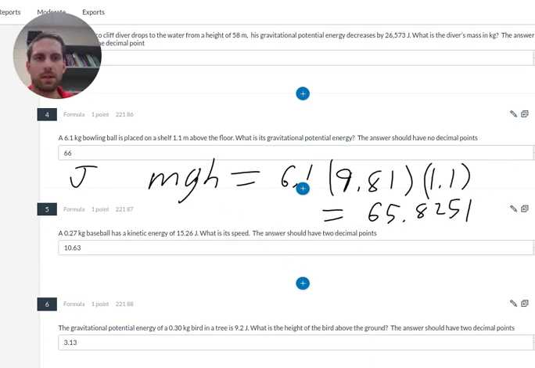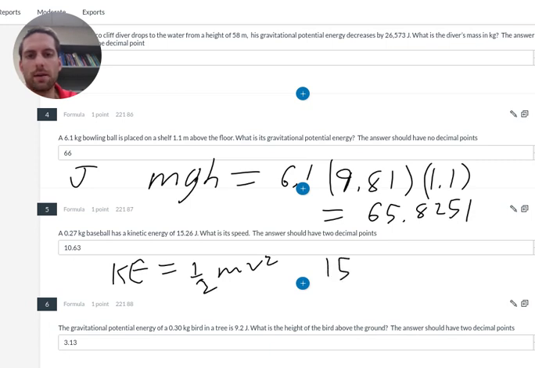It's another speed problem with kinetic energy. Kinetic energy equals 1/2 mv squared. So plug in my values, 15.26 equals 1/2 times 0.27 times velocity squared, which we don't know.